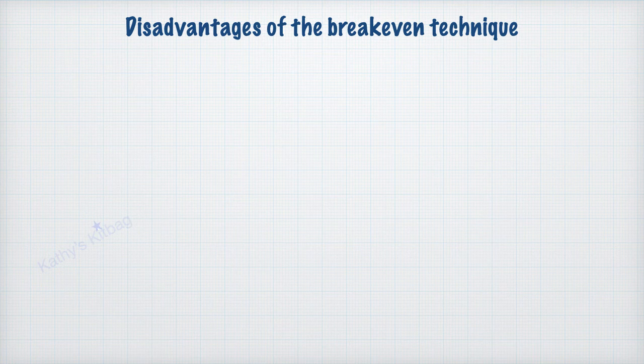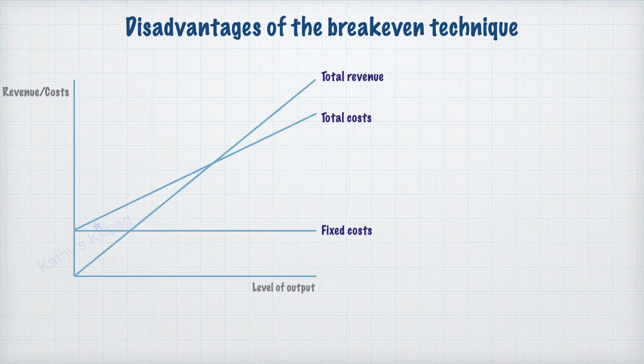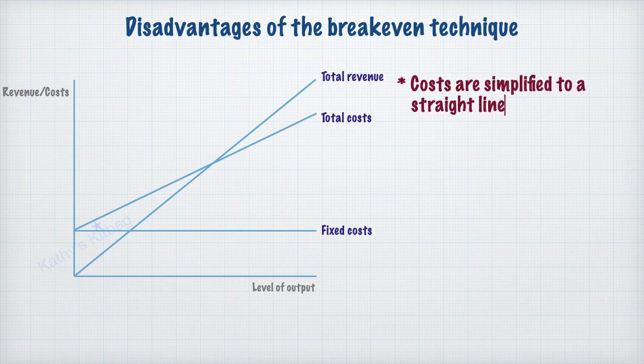So this technique is a useful technique. However, as with everything, there are some drawbacks. So to start with, we'll go back to our original chart. And then our first drawback is that costs are simplified using this strategy, and they're simplified to a straight line. And you can see that, with our fixed cost, we're assuming that it is a flat line.